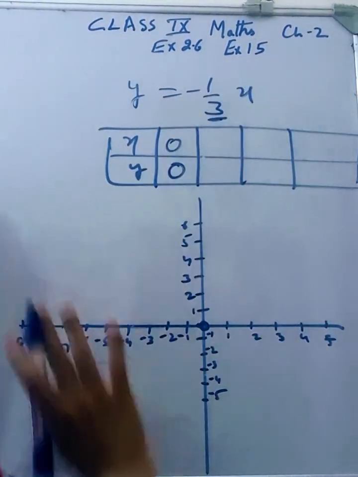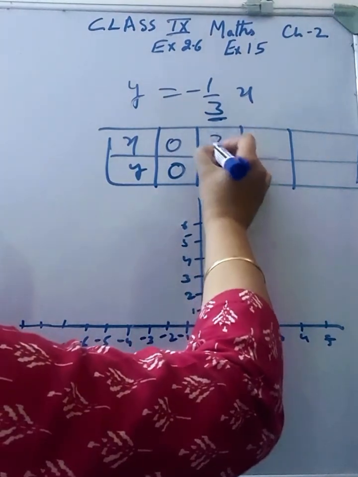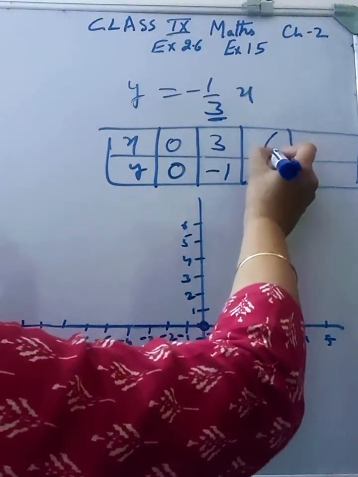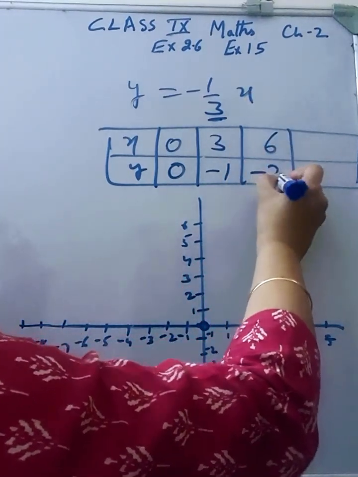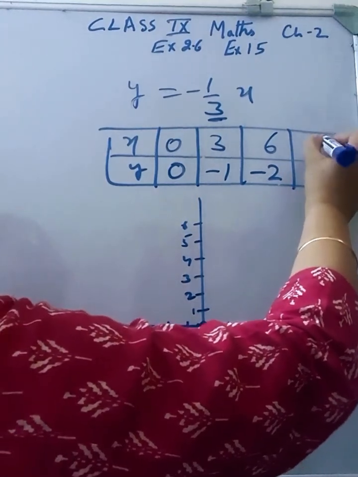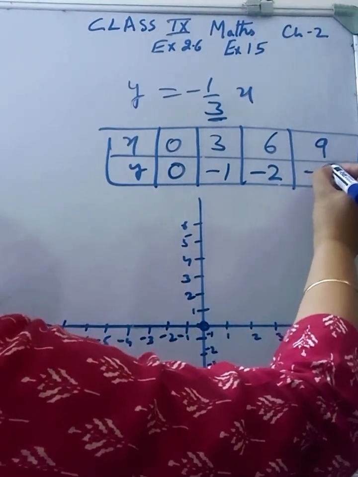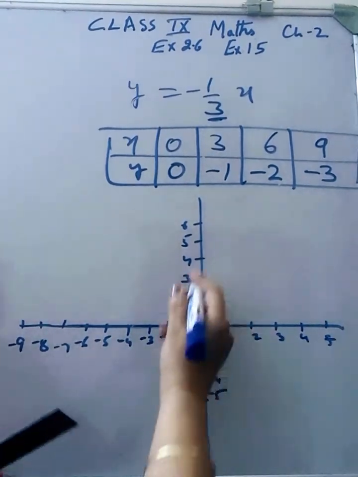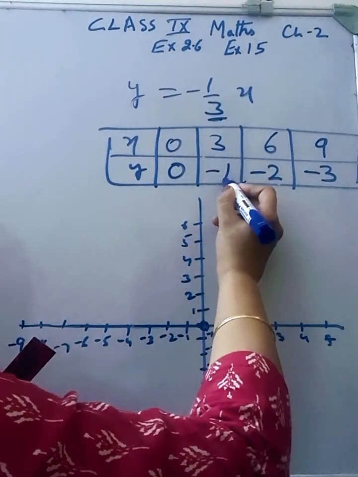Now we will take the multiples of 3. If x is 3, then y is minus 1. If x is 6, then y is minus 2. If x is 9, then y is minus 3. Now let's draw the line: 0, 0, 3, minus 1.